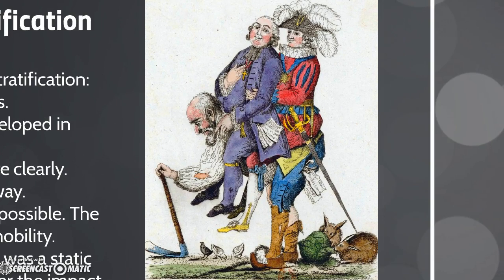Here's a cartoon depicting the two estates that the third estate had to carry on their back. That's because the clergy and nobility were exempt from paying certain taxes, but the third estate, who tended to be the poorest, had to pay all the taxes to carry the government.